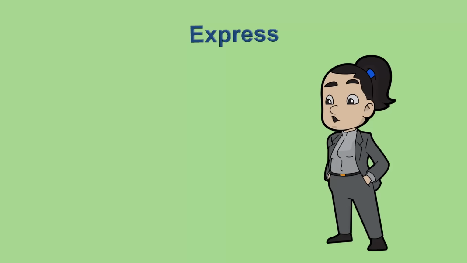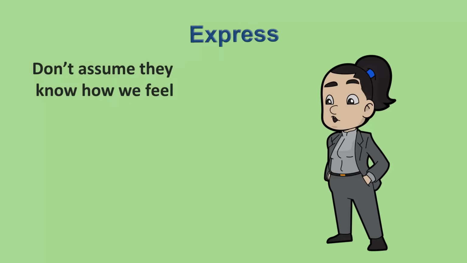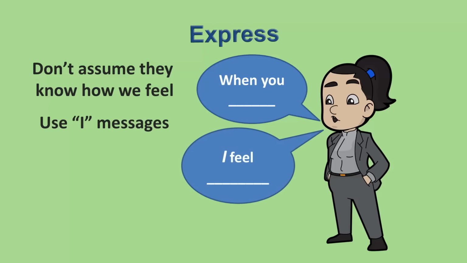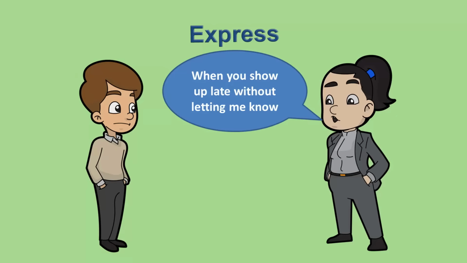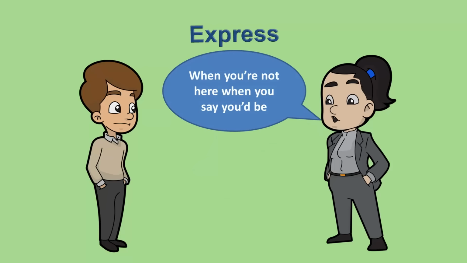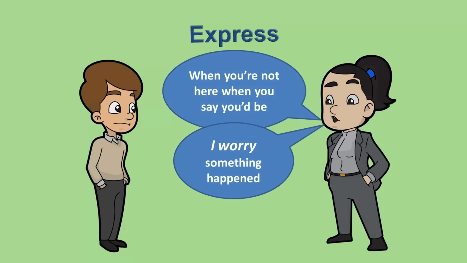Express. We express how we're feeling about the situation. We don't assume the other person knows how we feel or can read our minds, even if we think it should be obvious. We tell them how we feel directly. And if you've ever heard about I messages, that's what we want to do here. Express how we're feeling with an I message. When you do A, I feel B. So when you show up late without letting me know, I feel neglected and hurt. Or when you're not here when you say you'd be, I worry that something happened to you.